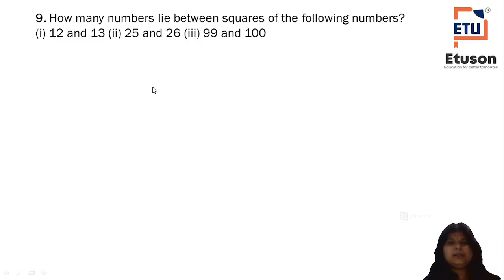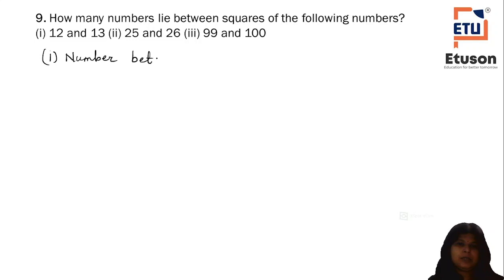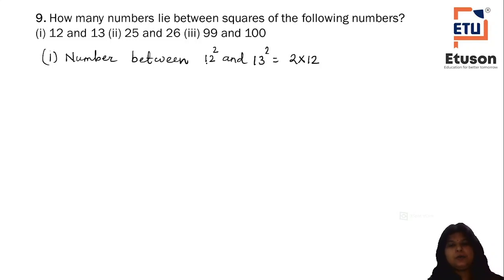How many numbers lie between squares of the following numbers? So if you remember, the numbers between the squares of consecutive numbers, in this case first bit 12 square and 13 square, is equal to 2 into n. So 2 into 12. So if you have n and n plus 1, the answer is 2n. So it will be 24.